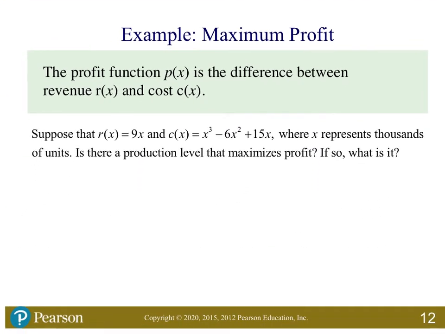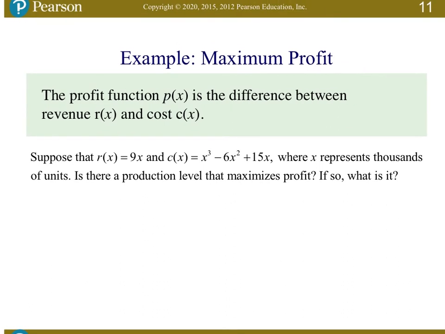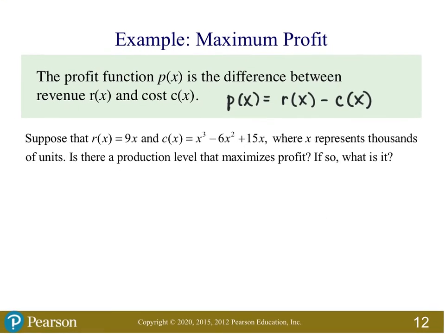Now let's go on to some business questions. Just a few definitions you need, some variables and terms you'll need to understand. The profit function is the difference between revenue and cost. So in mathematical terms, P of x equals R of x minus C of x. Okay, so suppose that the revenue function is 9x and the cost function is x cubed minus 6x squared plus 15x, where x represents thousands of units. Is there a level that maximizes the profit, and if so, what is it?